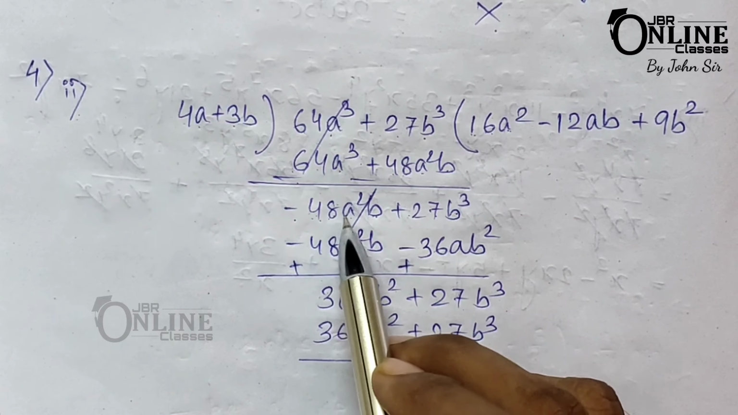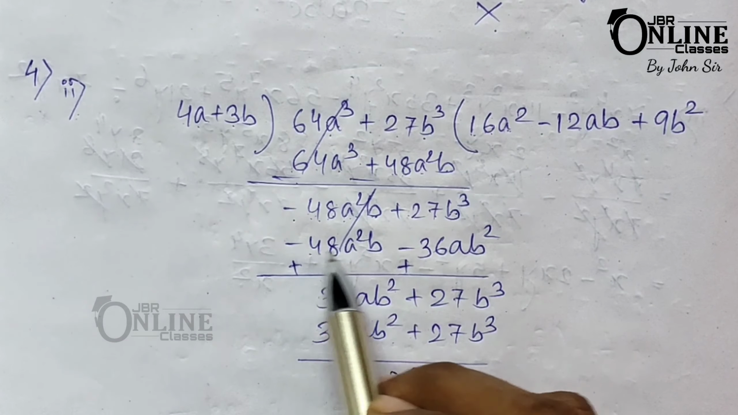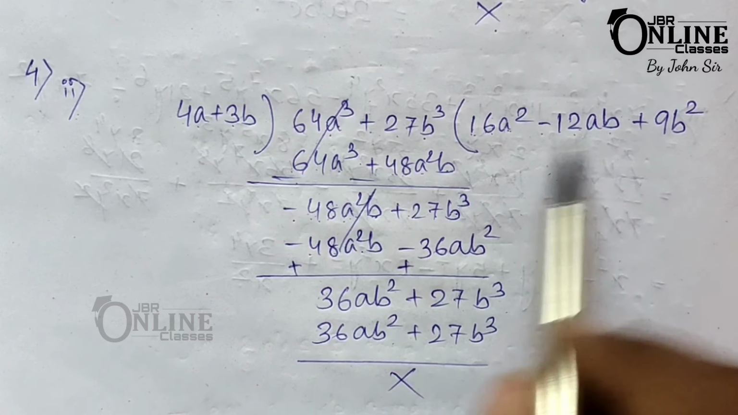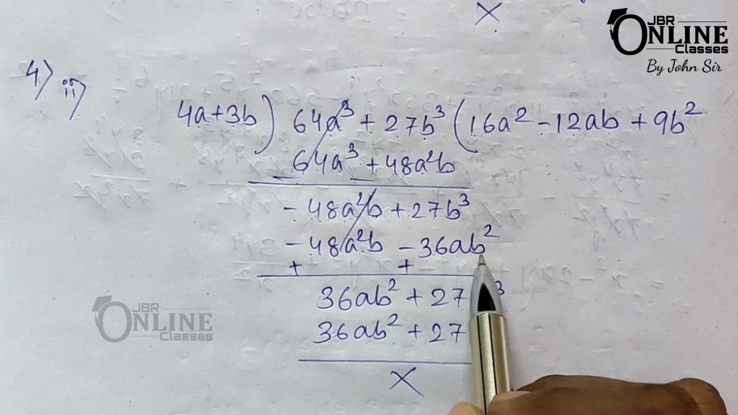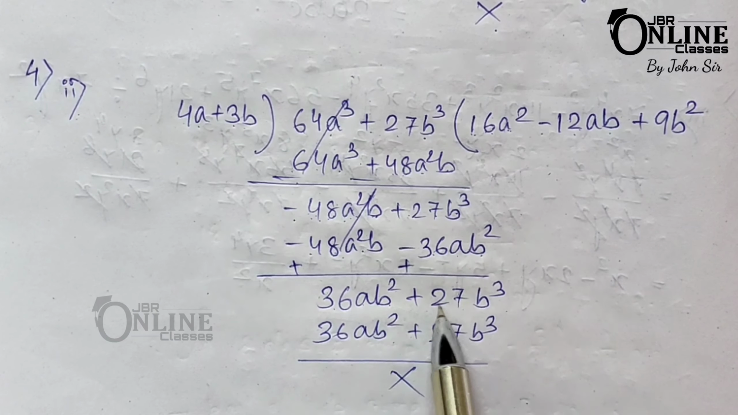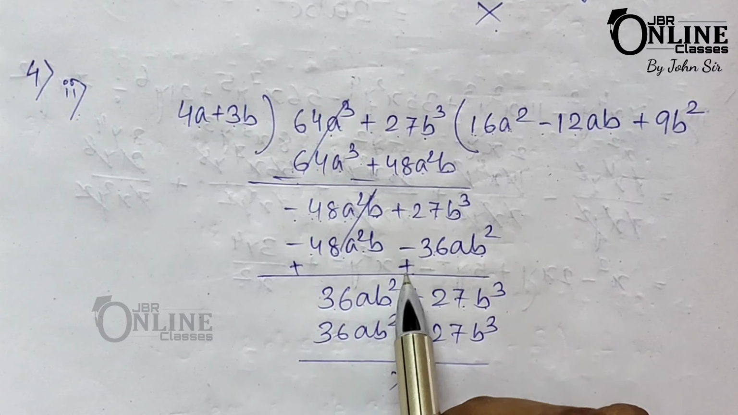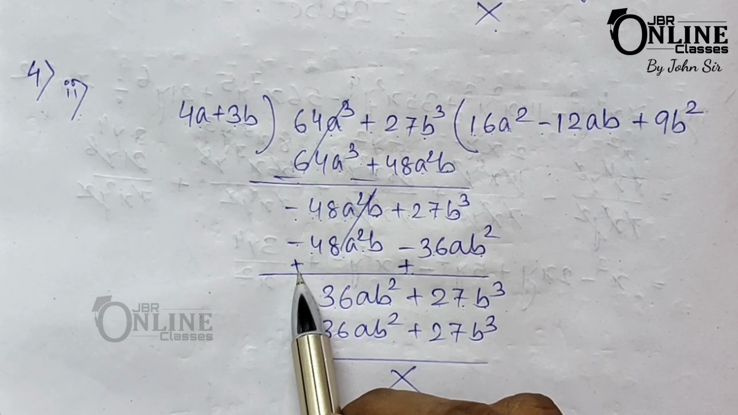Next you have to equal 48a²b, so multiply with minus 12ab to get 48a²b, and then 12ab into 3b, that becomes 36ab². Cancel out, then write down 36ab² plus 27b³. Always remember the sign and be very careful about that. If you are minus, then the sign will be plus. If you are plus, then the sign will be minus.